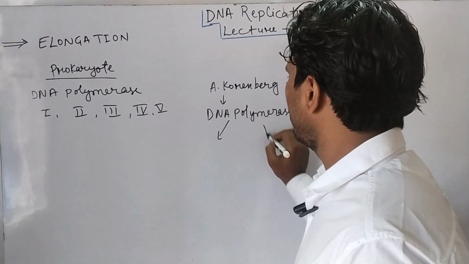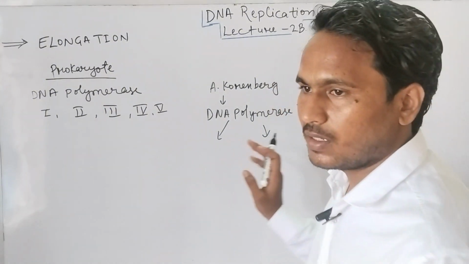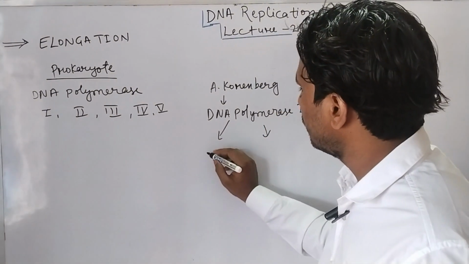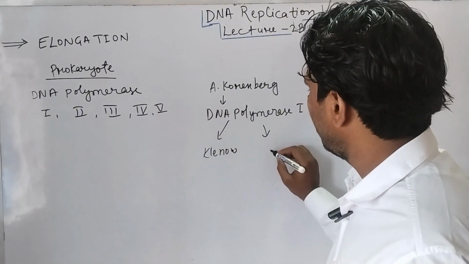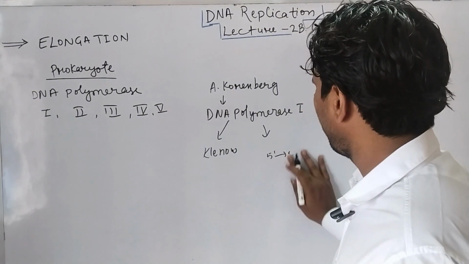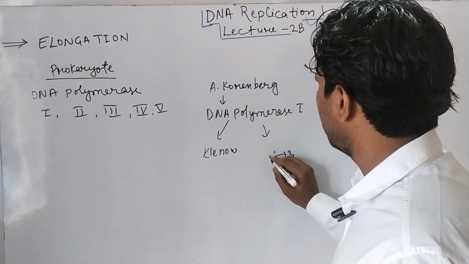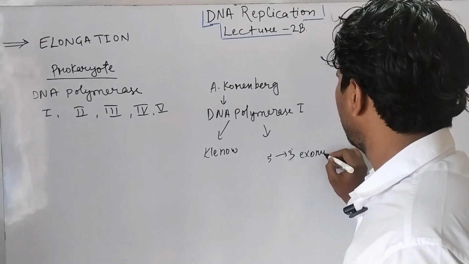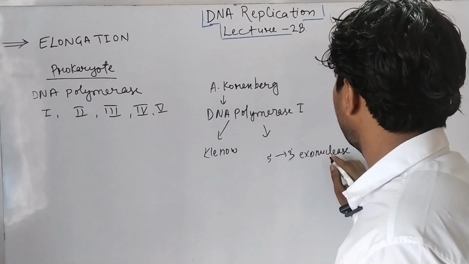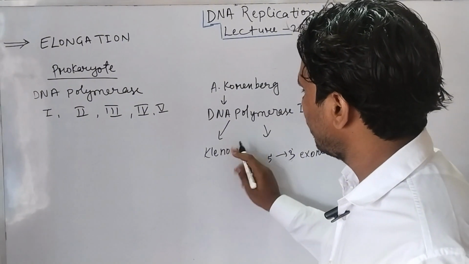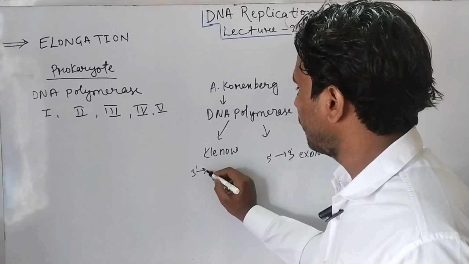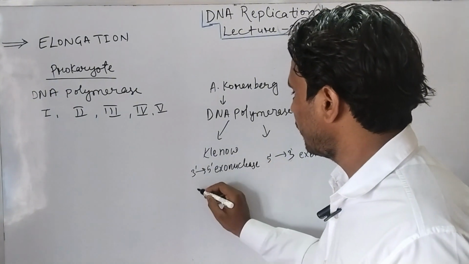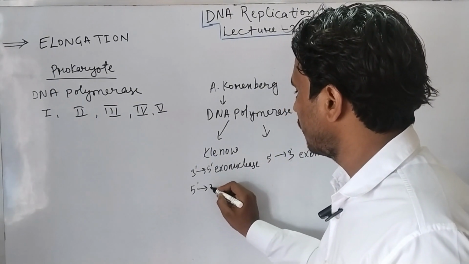This DNA polymerase 1 has 2 units. After proteolysis, this DNA polymerase 1 is divided and broken down into two parts. One is called the Klenow fragment, and another is a small fragment which has 5' to 3' exonuclease activity. And this Klenow fragment has the 3' to 5' exonuclease activity and 5' to 3' polymerase activity.